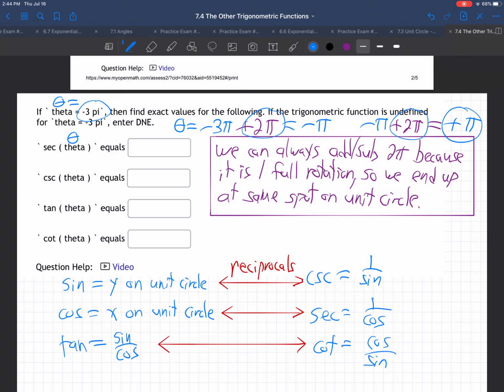You can add 2 pi as many times as you want because it's just 1 full rotation. You're going to end up at the same spot you were at before. You don't change the spot. It's the same spot on the unit circle whenever you add or subtract a full rotation, 2 pi. So I added 2 pi twice, and that changed my negative 3 pi to positive pi. That's the same spot. That's where negative 3 pi really is. It's the same spot as positive pi. So let's go find that spot.